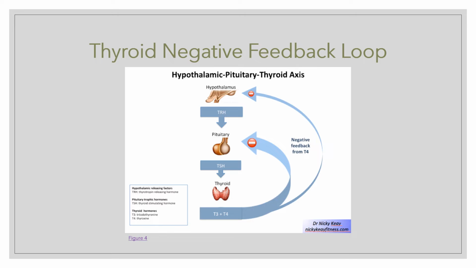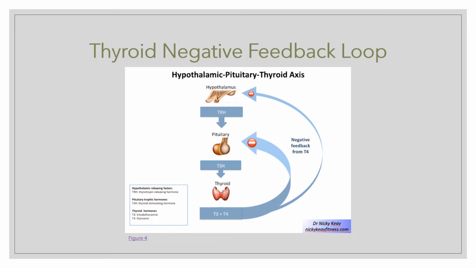When T3 and T4 are low, the hypothalamus releases the thyroid releasing hormone, also known as TRH. TRH then stimulates the pituitary gland to release the thyroid stimulating hormone, which is also known as TSH. The TSH then tells the thyroid to pick up iodine, which is used to produce more T3 and T4.